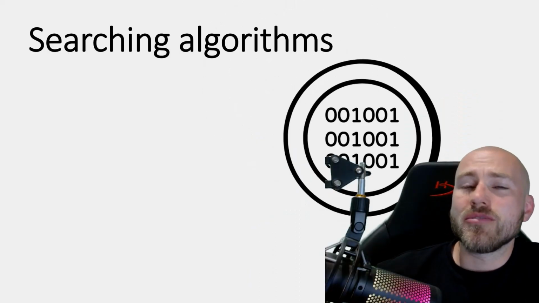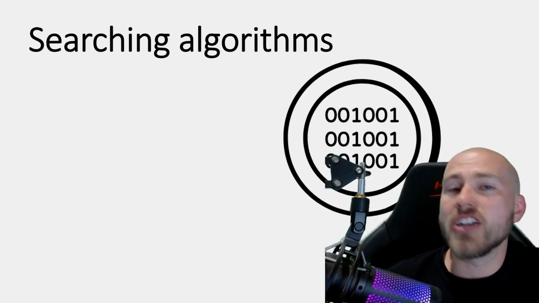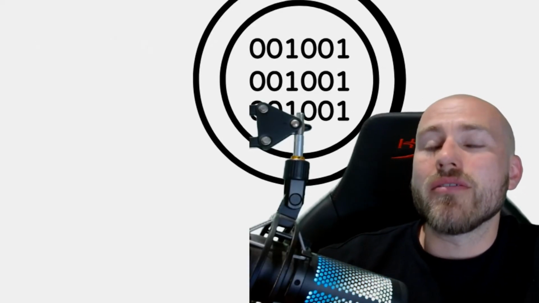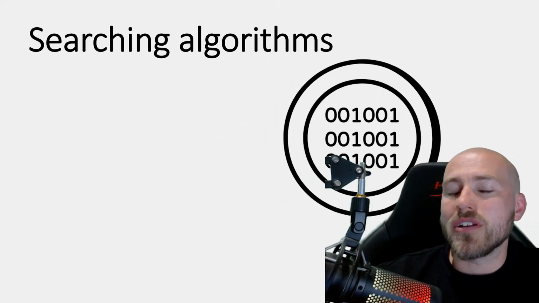Today we're looking at searching algorithms. So an algorithm is just a set of rules that can be followed to achieve a task. So when we're using searching algorithms, we're thinking of a set of rules that we can follow so that we can search for a particular piece of data.